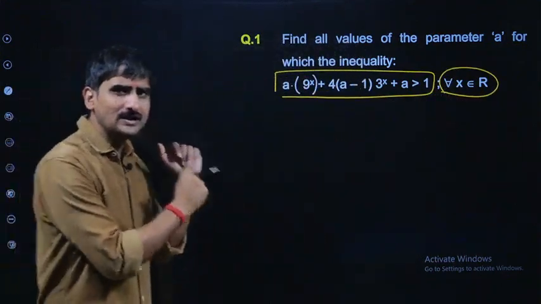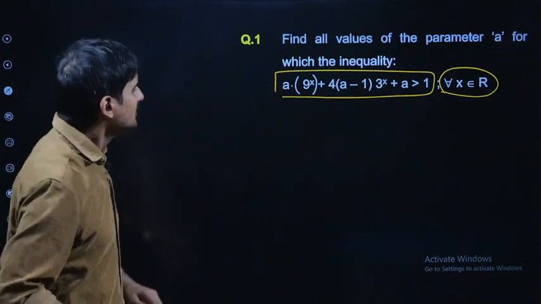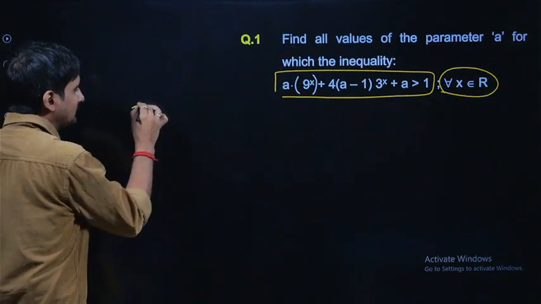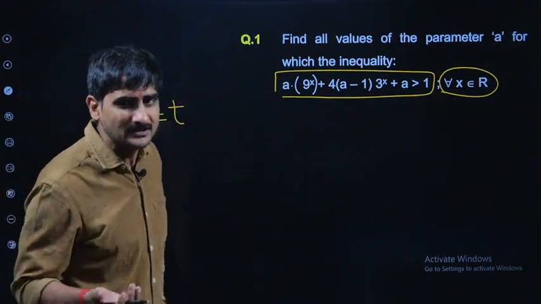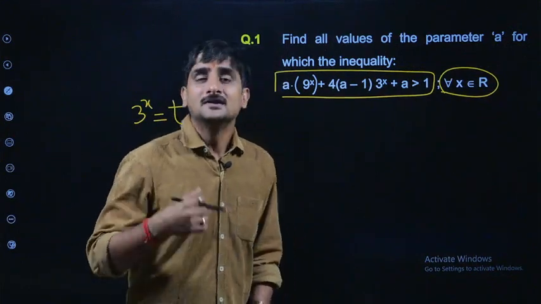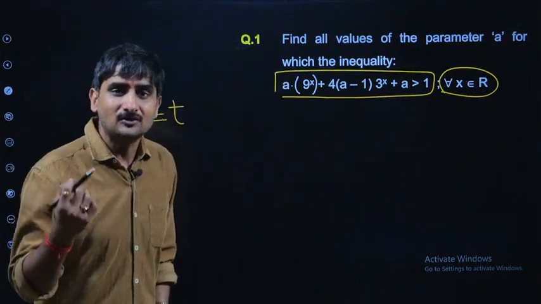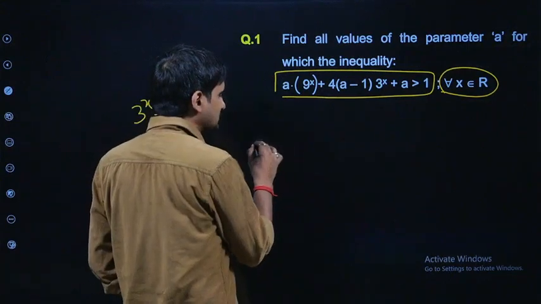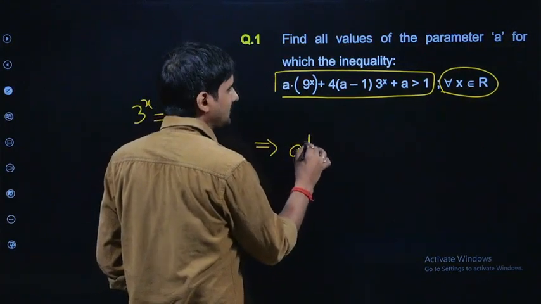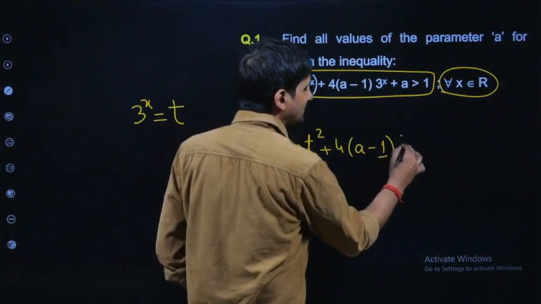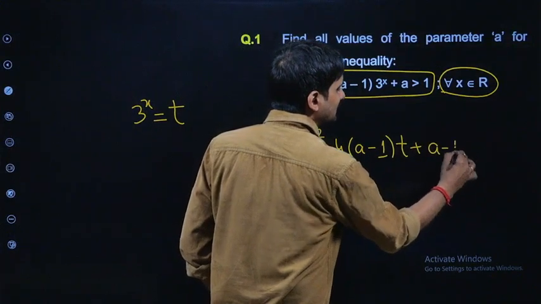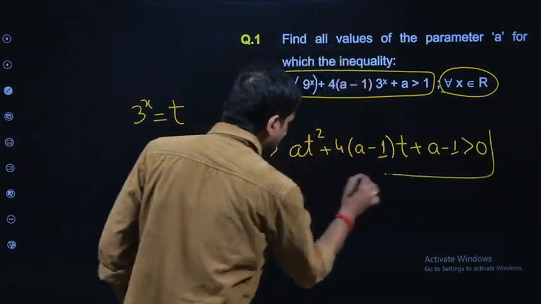Now, just by looking at the expression in the LHS, you all would have come to know that we will be replacing 3 raised to the power x by t, and the moment we replace it, we get a quadratic in t. Okay, so what do we get? So this implies we get here a t square plus 4 times (a minus 1) into t plus (a minus 1) is greater than 0.